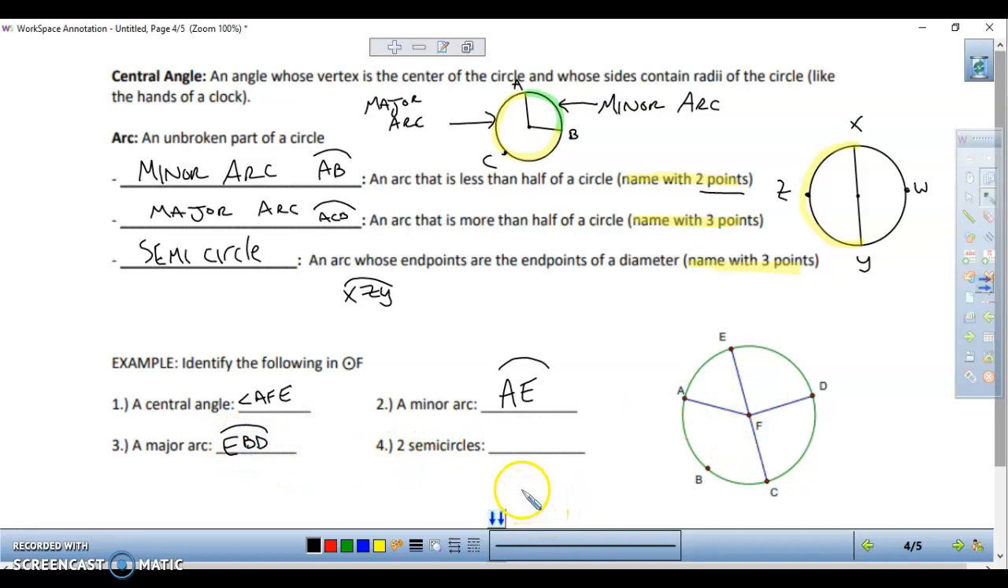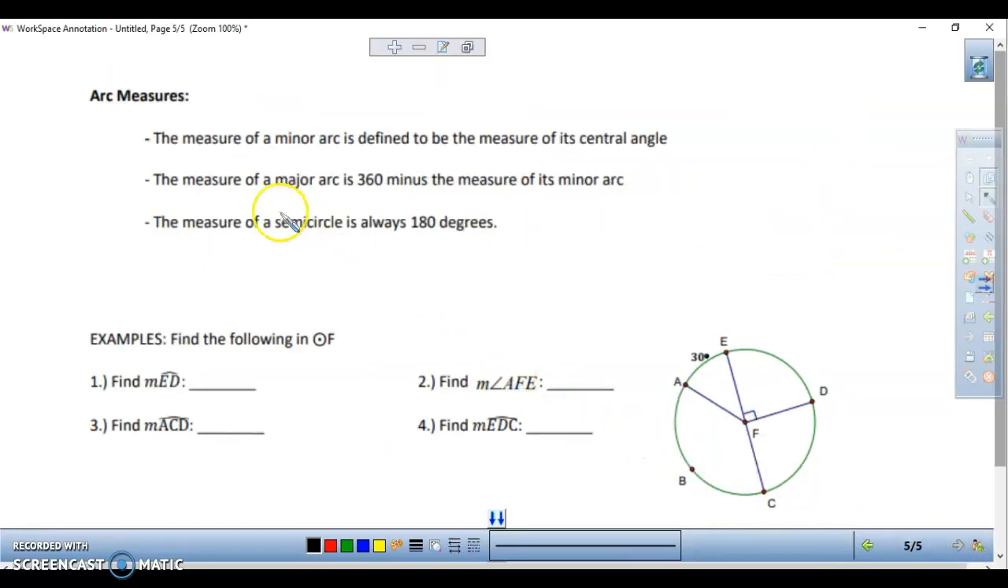And then finally, last thing is 2 different semicircles where there's only one diameter drawn here. So I've got the one on the left, which I'll call maybe EAC. That would be the same exact semicircle as if you named it EBC, because they both start at E, go around this way to C. And then the other semicircle here would be EDC. Booyah.